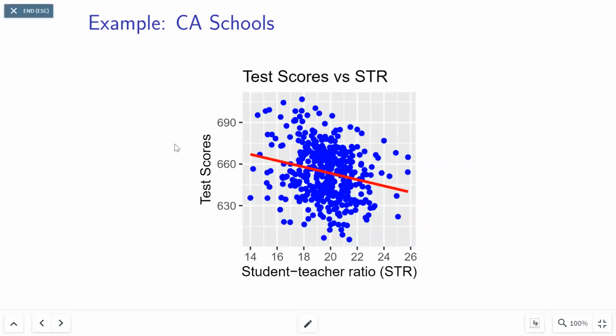As we can see from this graph, the observations of the test scores are very spread out around the linear fitting line, making this prediction model not very accurate to use.